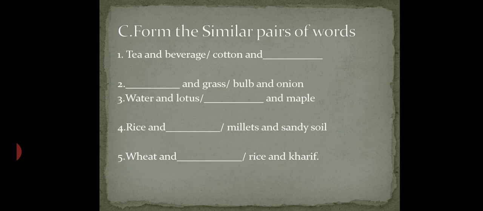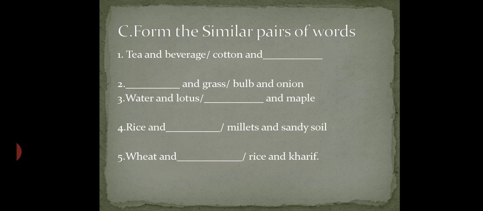Next, form the similar pairs of words. Tea is to beverages, cotton is to dash. Tea is a beverage, cotton is a fiber.